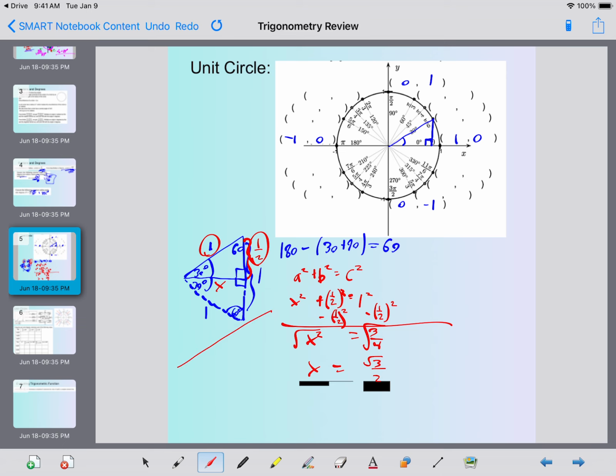So let me redraw the original triangle we have here. We said that this was 1, this was 1/2, and we just learned that x is radical 3 over 2. So this point, the x value is that side length, so that would be radical 3 over 2. The y value, the height, would be 1/2.